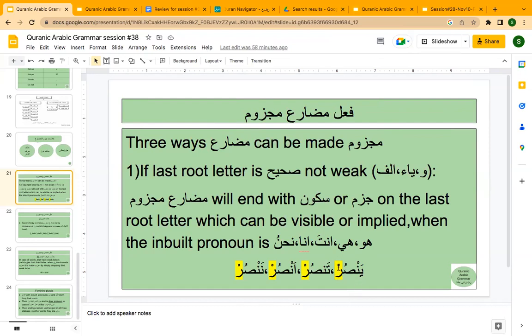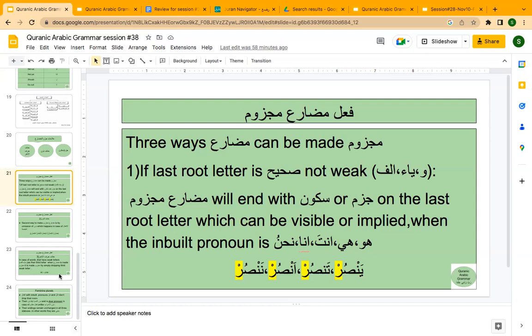So your yansuru became yansur, tansuru became tansur, ansuru became ansur, nansuru became nansur. Everything got sakoon. And this was in case when my last root letter was sahih. Remember, since the beginning of the course, I have been telling you, usually your word has 3 root letters. More than 90% of the words in Quran have 3 root letters, and the third root letter is the last root letter of any fail.